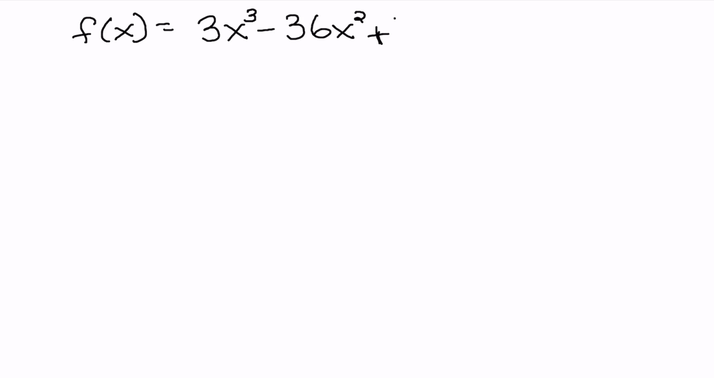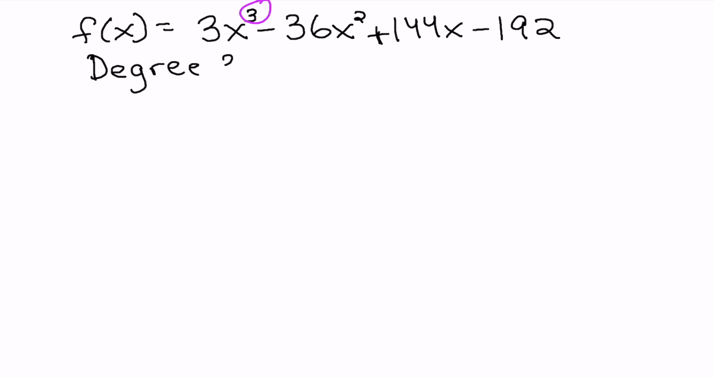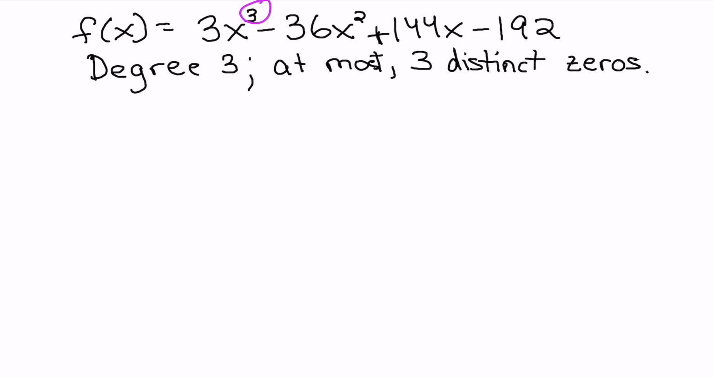All right, another example. Let's say you have the function 3x cubed minus 36x squared plus 144x minus 192. Okay. This particular function, we're looking at that leading coefficient, so it has degree 3. At most 3 distinct zeros. In fact, if you go ahead and factor this one out, it looks like this.